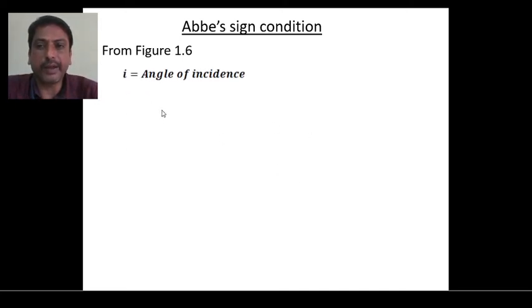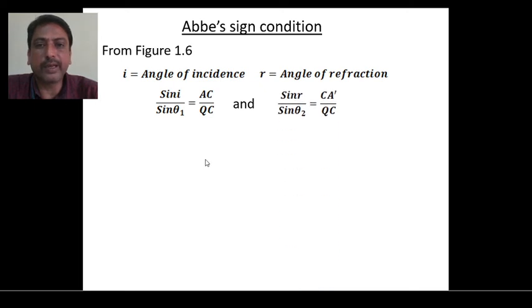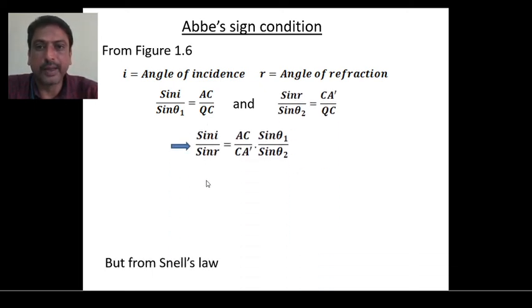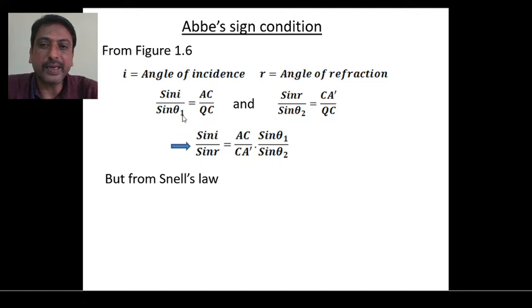In the figure, I represents, as I told you, the angle of incidence, and R the angle of refraction. Now I am going to take two ratios. sin I divided by sin θ1 is equal to AC divided by QC, and sin R divided by sin θ2 is equal to CA' divided by QC. So this can be obtained.